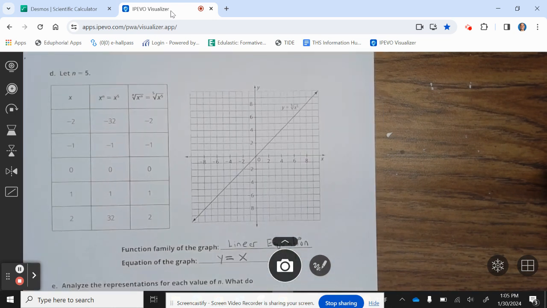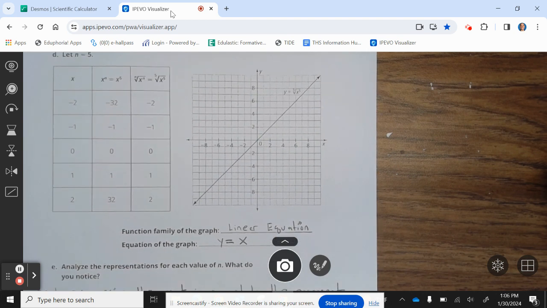Let's go and look at D. Go ahead and look over the graph and table. And then the function family of the graph is linear equation, and the equation of the graph is y equals x.